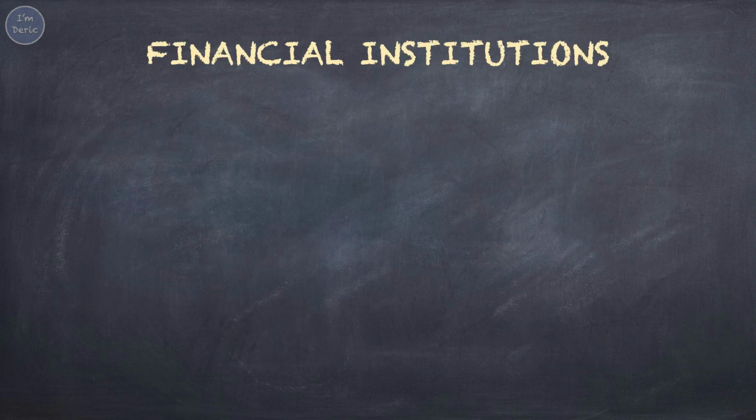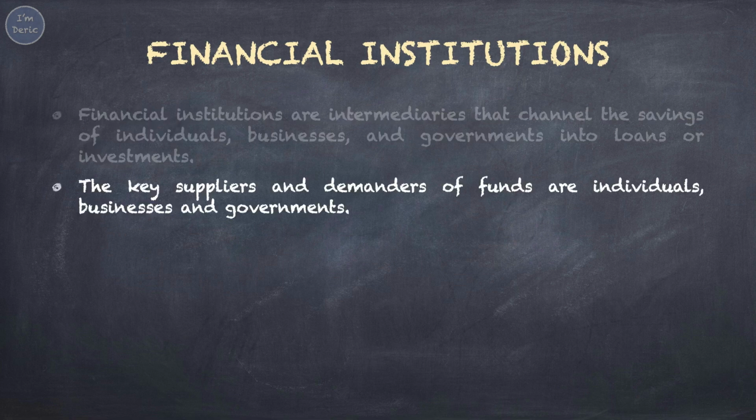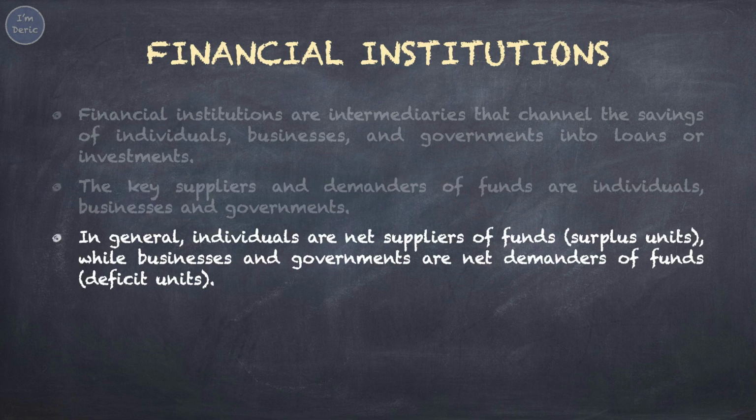Now, let's look at the first part, financial institutions. Financial institutions are intermediaries that channel the savings of individuals, businesses, and governments into loans or investments. The key suppliers and demanders of funds are individuals, businesses, and governments. In general, individuals are net suppliers of funds as they are surplus units, while businesses and governments are net demanders of funds in which they are deficit units.